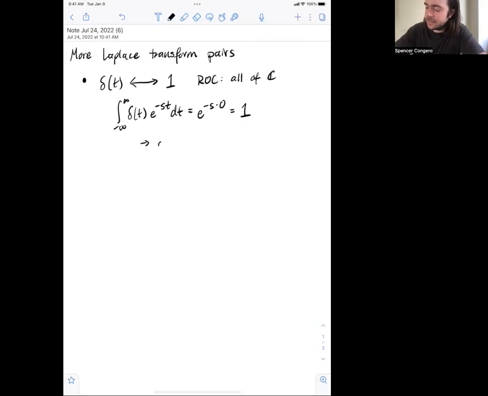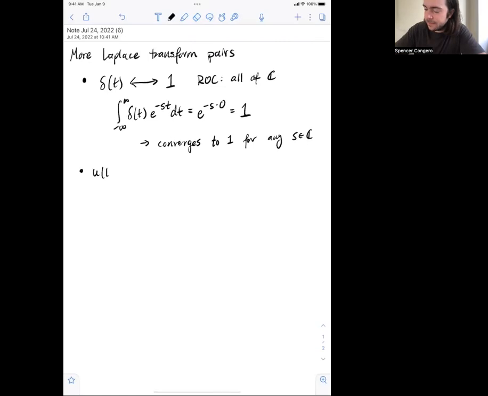And you can see that this converges. This integral converges no matter what s we pick, right? No matter what that s is, we would have done the same thing and gotten 1. So this converges to 1 for any complex number s. Okay, this means s is an element of the complex numbers, so any complex number s. Okay, so that's why the ROC is all of the complex plane. All right, so that's delta.